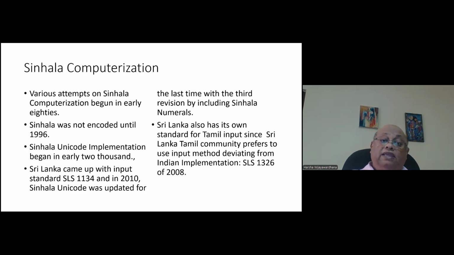And later on, the implementation part, of course, Dr. Ruwan Veerasinghe and Professor Gihan Dias did the standardization. So we came up with the SLS 1134 in 2010. We did this single standardization somewhere in 2010.